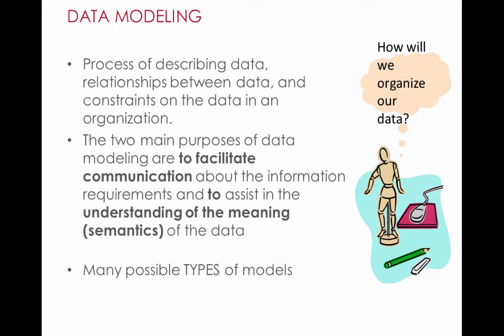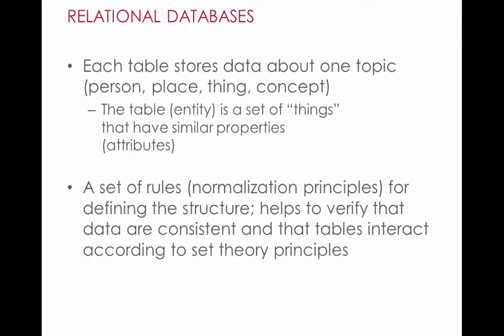Now there's different kinds of models. One has to do with the various architectures like flat files or hierarchical databases. This class is going to focus on relational databases predominantly. And so relational databases, each table stores data about a distinct topic. So a person, place, thing. We call those tables entities. And those are sets of things that have similar properties. We call those properties attributes.